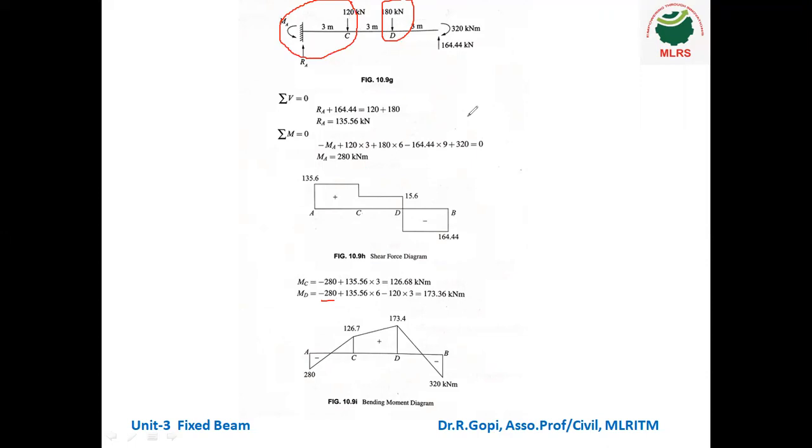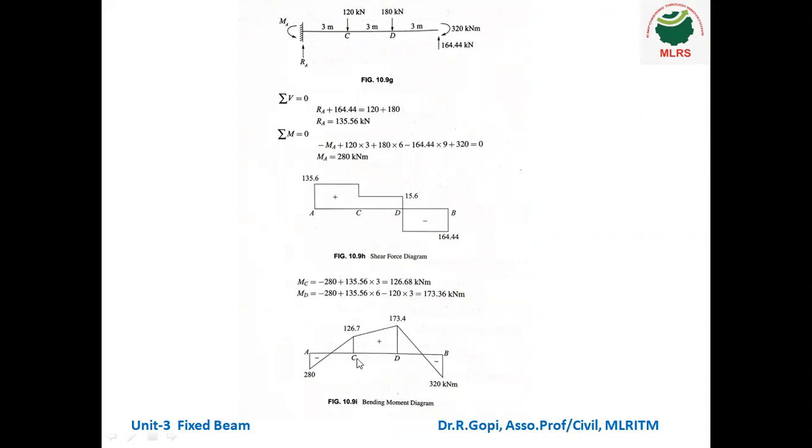So here you can see additionally we have to subtract this 120 into 3. So this 120 into 3. So we are taking moment about the point D. So we are considering only the left side. Okay, so we have to include all the loads moment. So 120 into 3 is the anti-clockwise direction, so that it is minus. So from this we calculated it is 173.36 kilonewton meter.